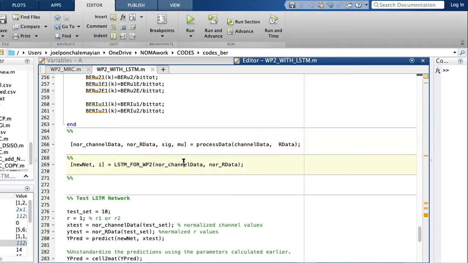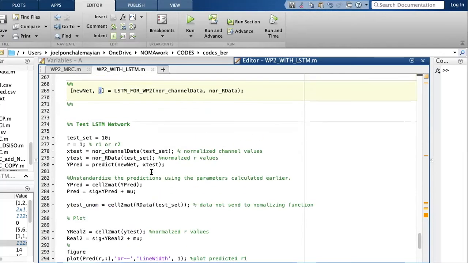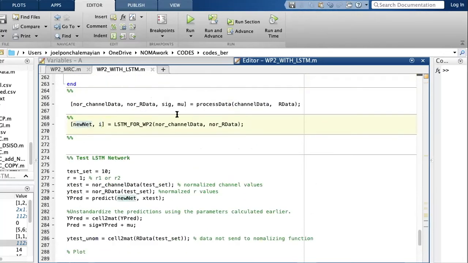This is another function that takes in the channel data and the R data. When you take in the channel data and the R data, it returns a trained neural network. And this is basically I, which tells me how much of the data has been used, so that I'll be able to use the remaining data to test my neural network, to test the result that I've received. After that, here I have a neural network that has already been trained. And then now I need to test my LSTM neural network.